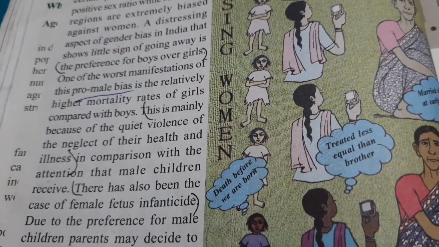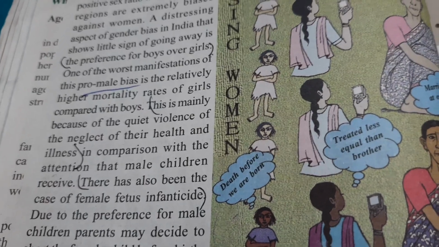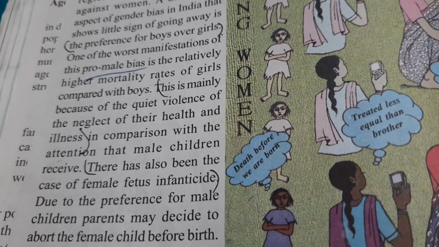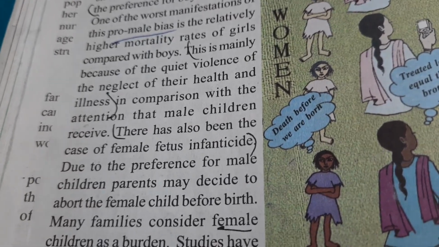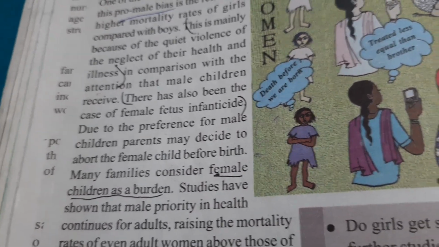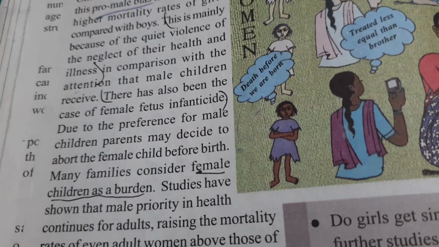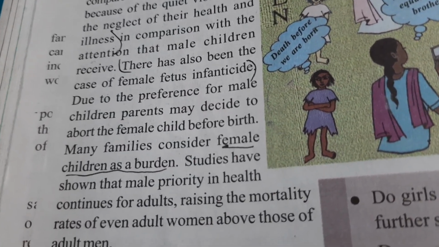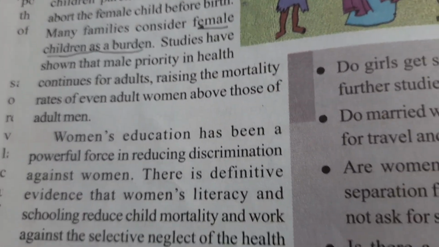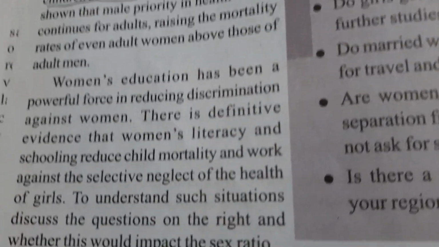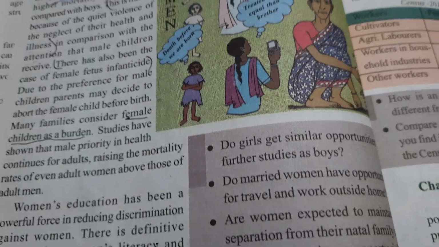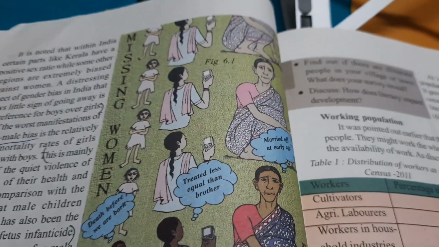The preference for boys over girls. Families prefer boys over girls. This is mainly because of the quiet violence and neglect of their health and illness. There have also been cases of female foeticide. People generally kill the female babies in the womb only. They do not allow them to take birth, and many families consider female children a burden because they do not allow them to complete their education and earn for the family members. So in this way we can see that in many states the sex ratio is a negative number.